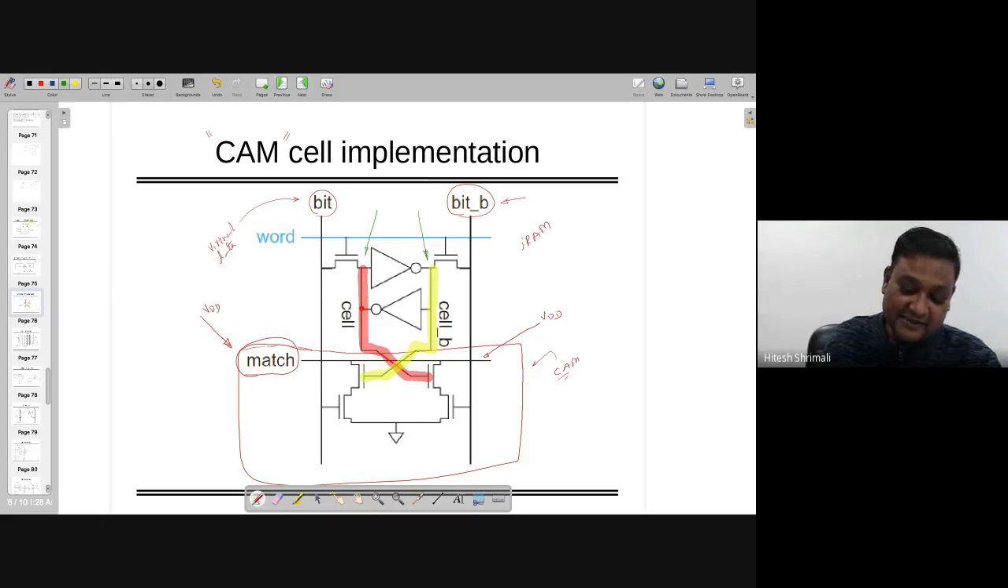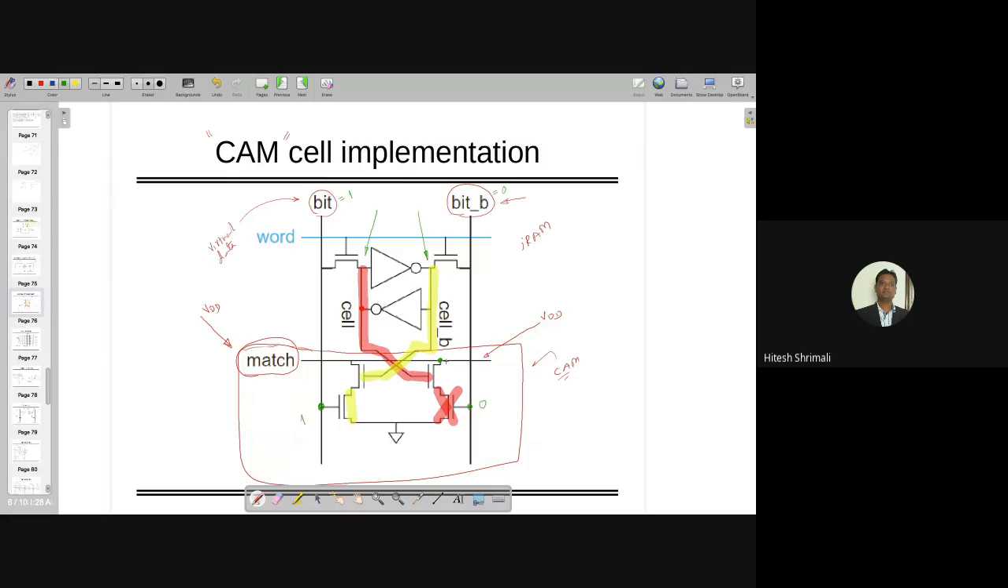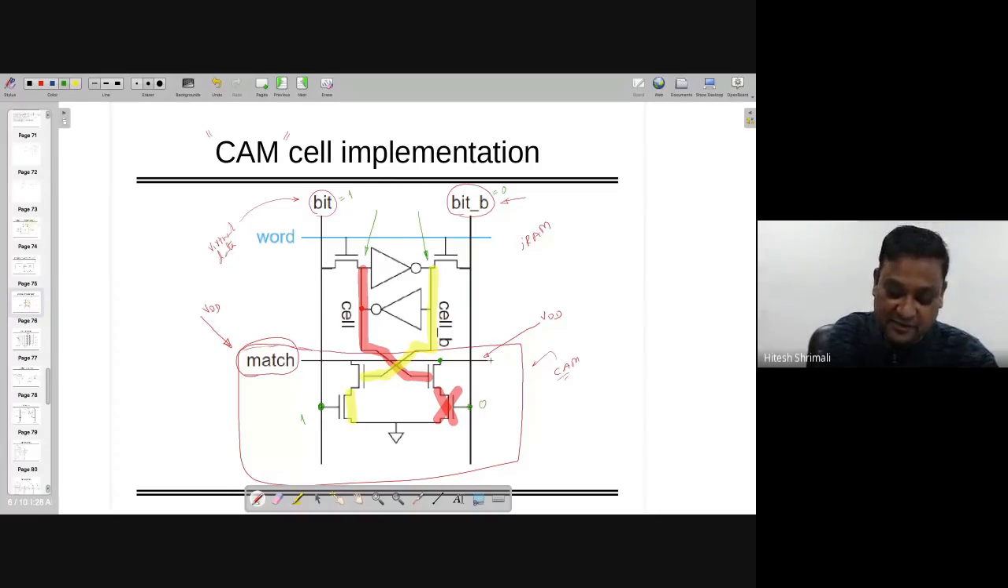At that time, if bit is equal to 1 and bit bar equal to 0, note that when bit equals 1, which is connected over here, that will make this transistor go on and the other transistor off, right? Because of 0, it's off. So because of this off nature of this transistor, look, this particular line will not go anywhere. It will remain at VDD, or previously charged.